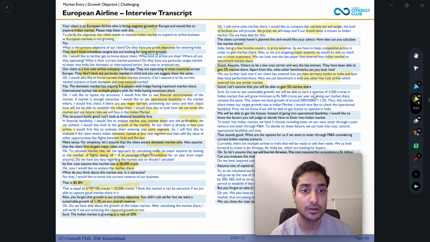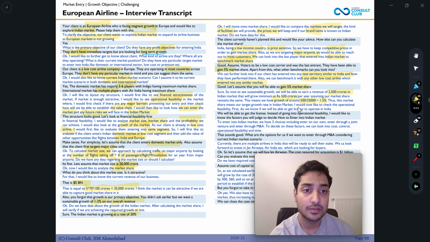We will be able to earn a revenue of 2,500 crores in the Indian market that will grow minimum at 500 crores per year, assuming that our market share remains the same. This means that we have a growth of around 1.5%. Thus, this market share meets the target growth rate in the Indian market.